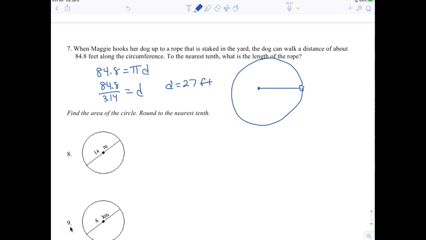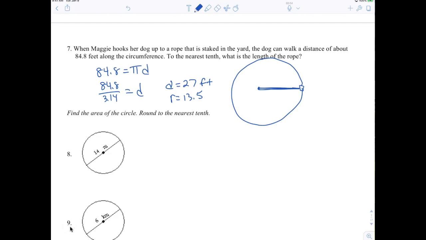But what are they asking for, though? The length of the rope would be what? Divided by 2. So the radius is what they're asking for. This becomes the radius. Anybody have any questions with that? Thomas, you still with me? It's the same thing. A little bit different, but when you're rounding, it comes out to be the same. Do you agree?